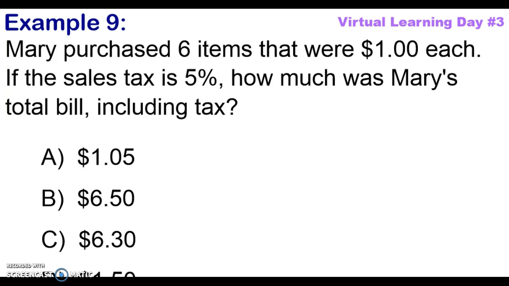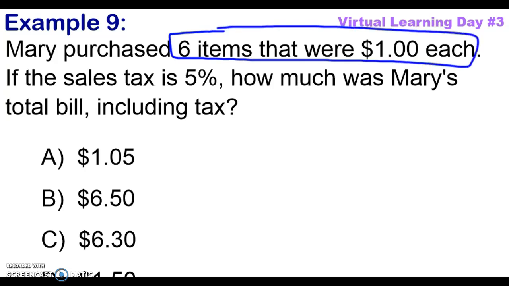Go ahead and answer 9. All right, let's see what you got. Mary purchased 6 items that were $1 each. If the sales tax is 5%, how much was Mary's total bill, including tax? So the most important thing here is that it says she bought 6 items that were $1 each. So we know that she actually spent a total of $6.